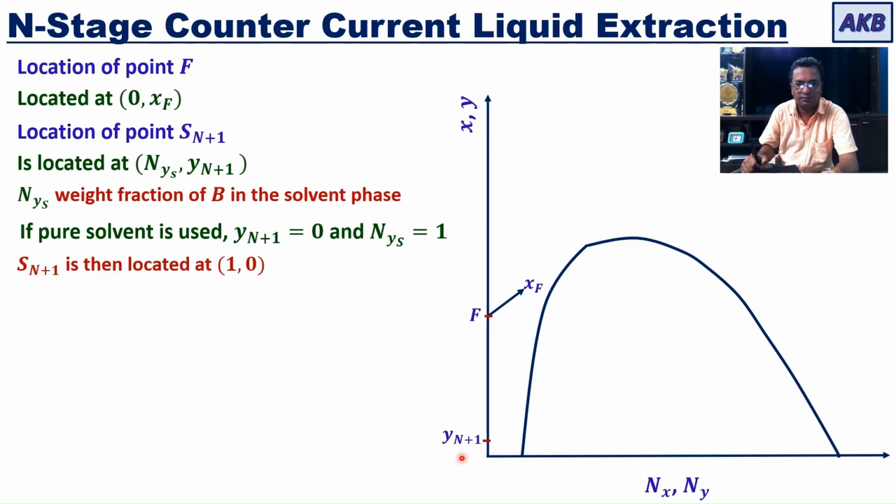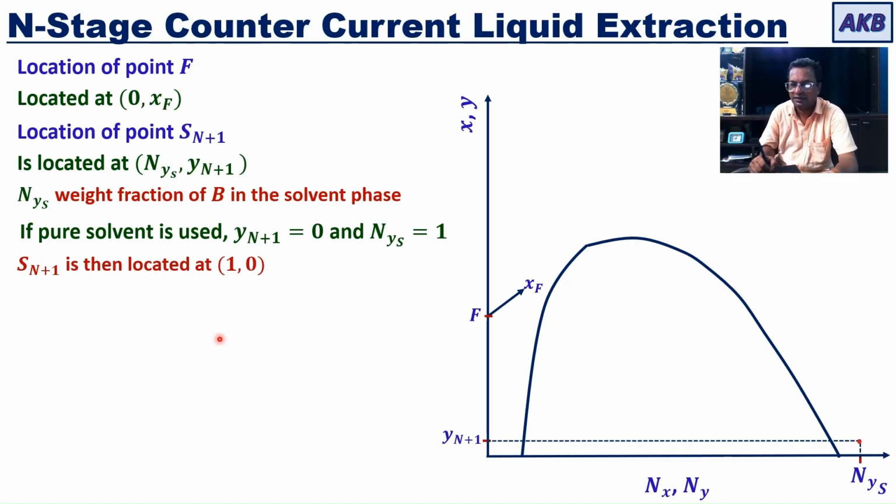So let us say that we are using a reuse. If a recovered solvent is used, then there will be some value of ys in it, and there will be some value for nys, and then point S will be located with these coordinates ys and nys.